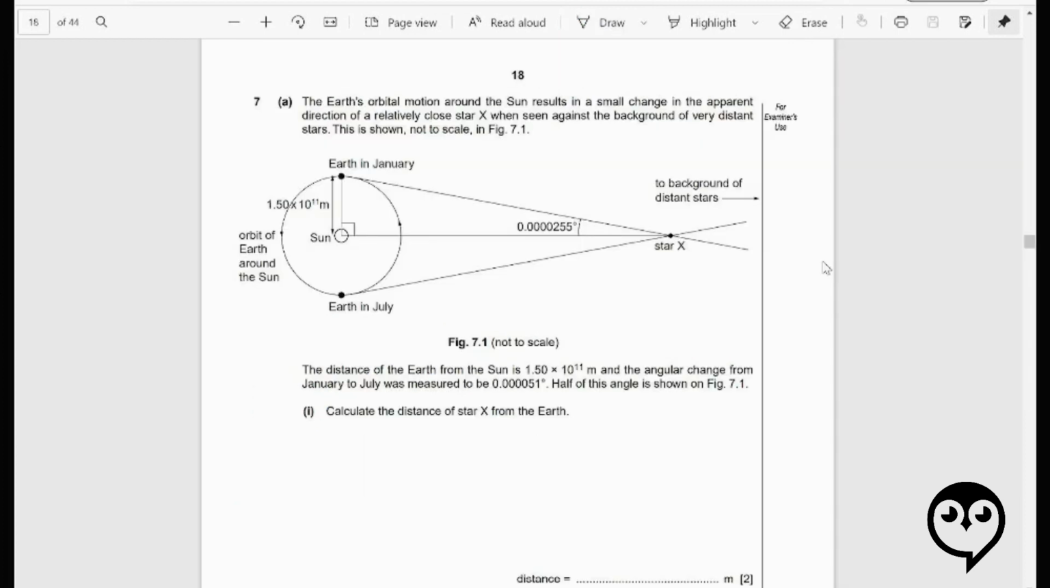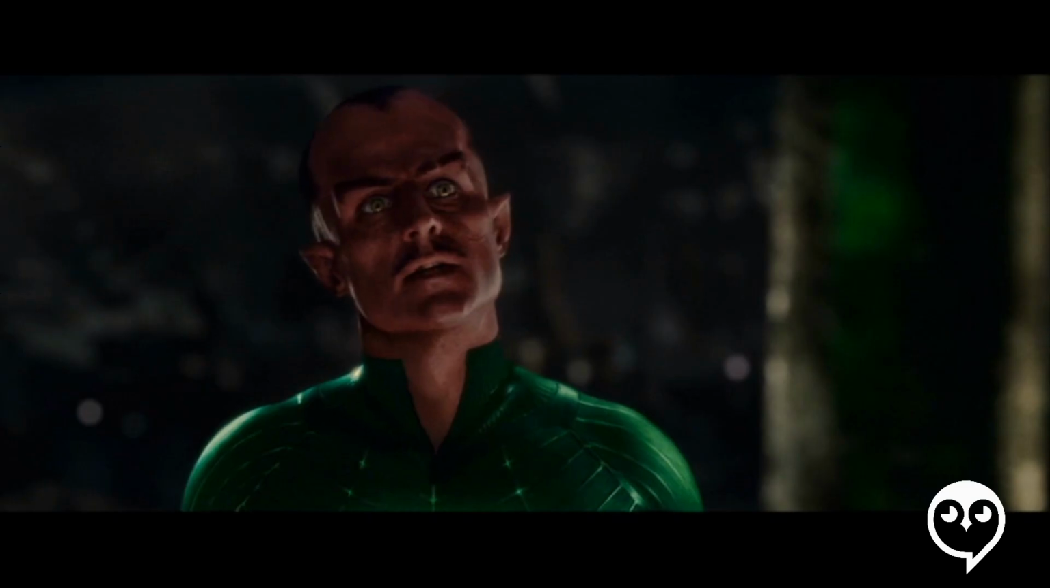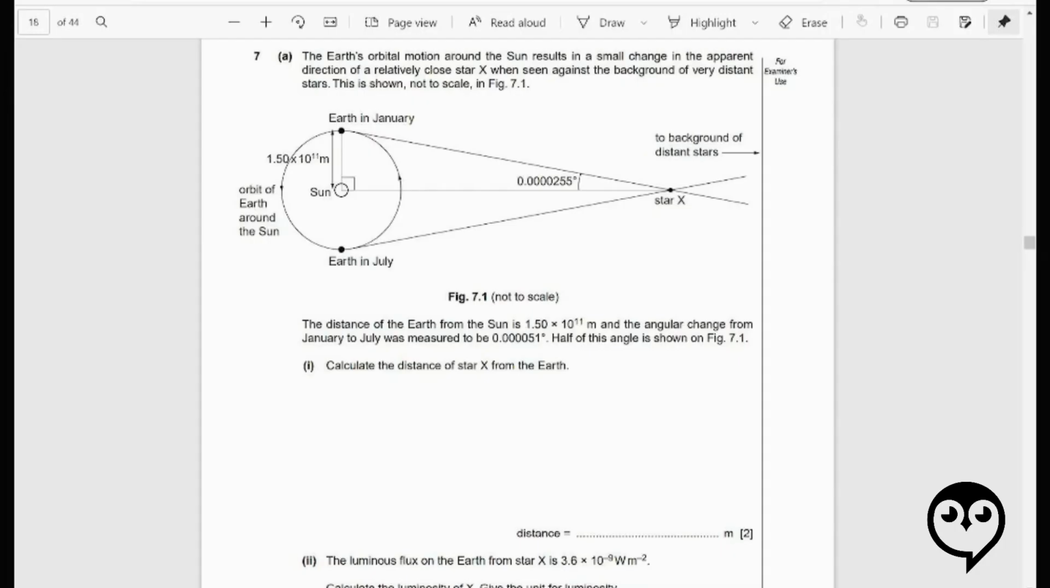Okay, here we go. Number 7 seems to be the astrophysics questions on the Cambridge Pre-U Paper 3s. Here we are from 2012. This question is about parallax. Calculate the distance of star X from Earth. They're telling us this is the orbital distance of the Earth. From January to July the angle was 0.000051, so half of that is 0.0000255 radians.